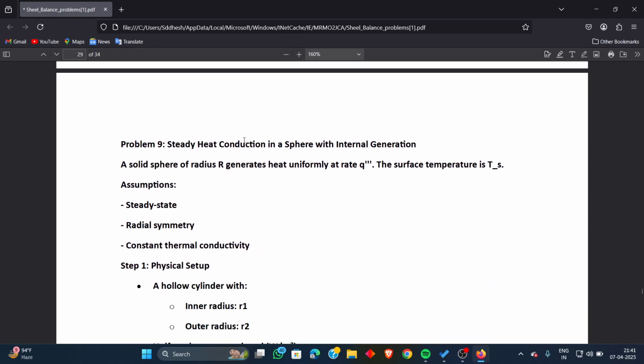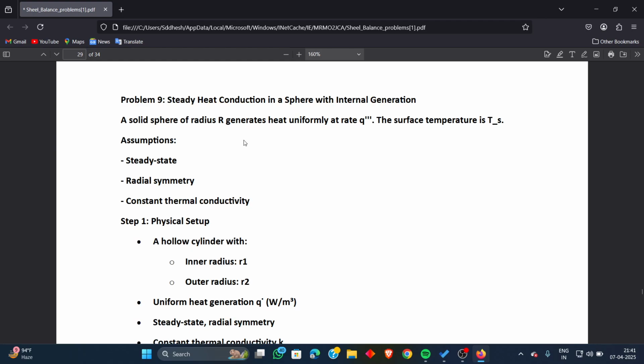Let's move to the penultimate question, that is problem 9. Steady state conduction in a sphere with internal generation. A solid sphere of radius R generates heat uniformly at q̇. The surface temperature is Ts. Assumptions: steady state, radial symmetry, constant thermal conductivity.